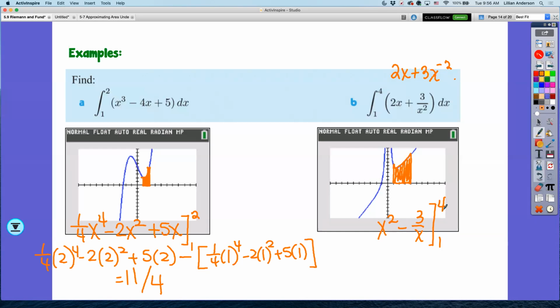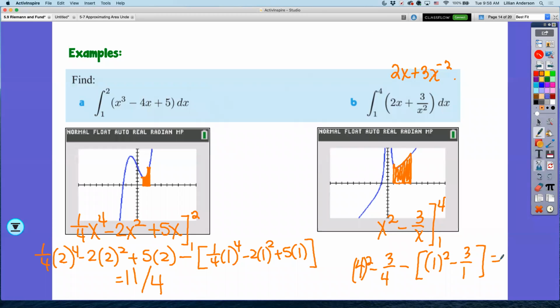So now I have to evaluate the bounds. I plug in the top bound, then subtract it from when I plug in the lower bound. Make sure that you put parentheses around that second set so you know that you're subtracting that entire number right here. Let's see if you get it right.